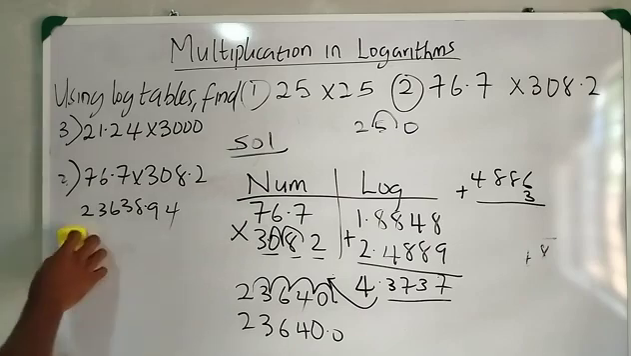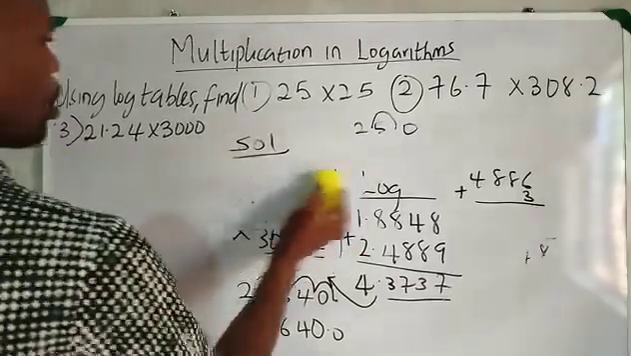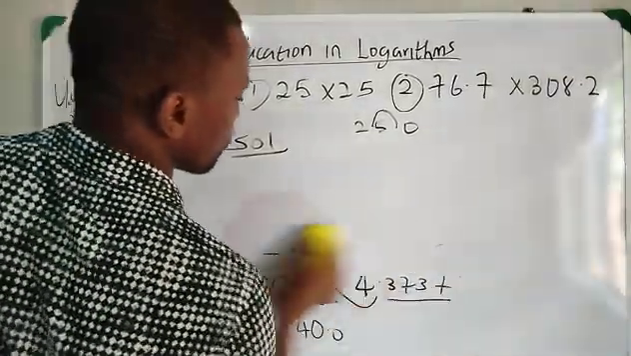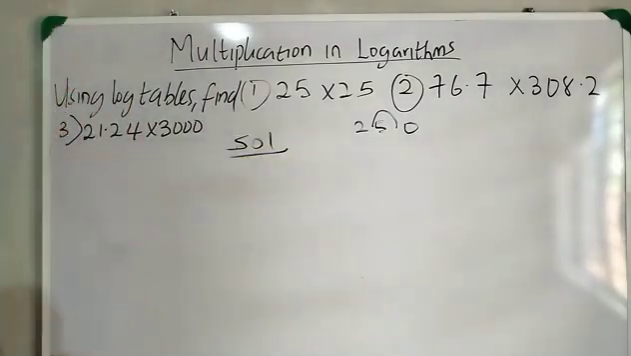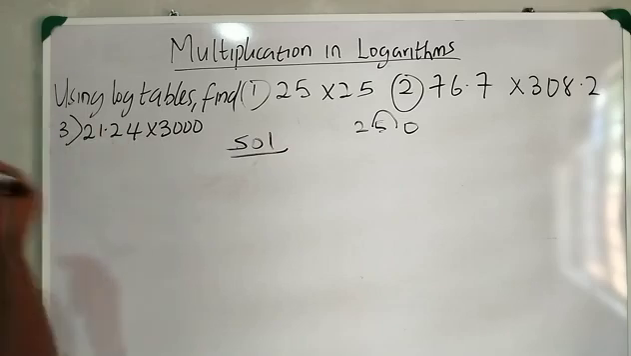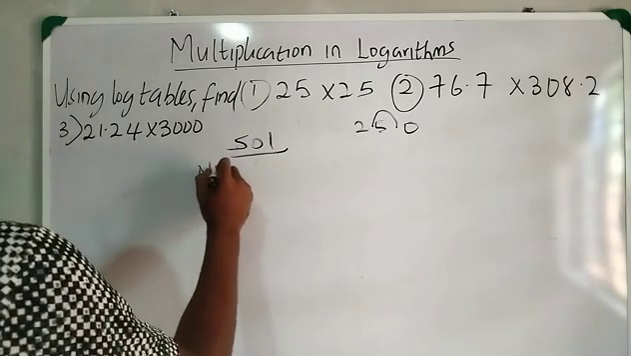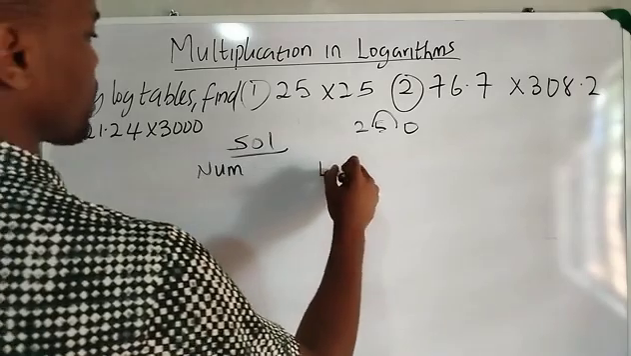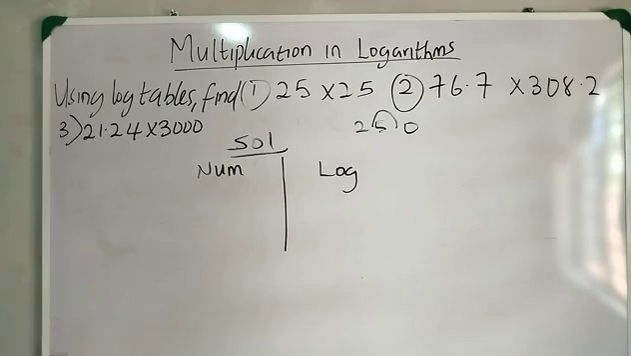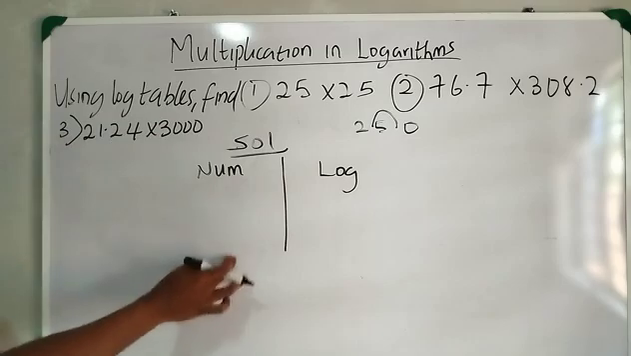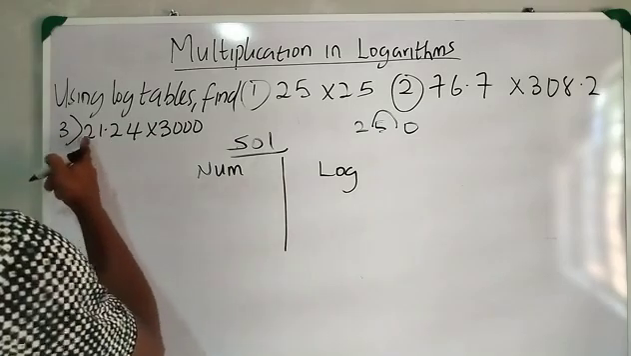Alright, now let's solve the third example under multiplication. Which is 21.24 times 3000. The first thing, as usual, is to draw this table. Please guys, don't forget, practice makes perfect. When you draw this table, number and logarithm, you always put the numbers in the number side. Alright, so what's the first number?